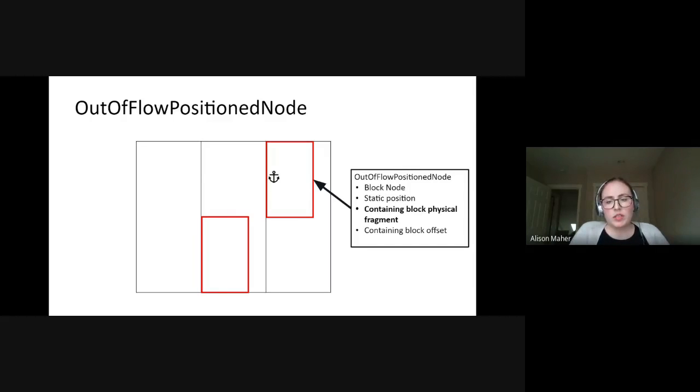Next, we store a reference to the physical fragment of the containing block that we found the autoflow element inside of. This would be the fragmented red box in the third column. Finally, we also store the offset of the containing block relative to the fragmentation context root. In this case, that offset spans from the top of the first column to the start of the containing block in the second column.